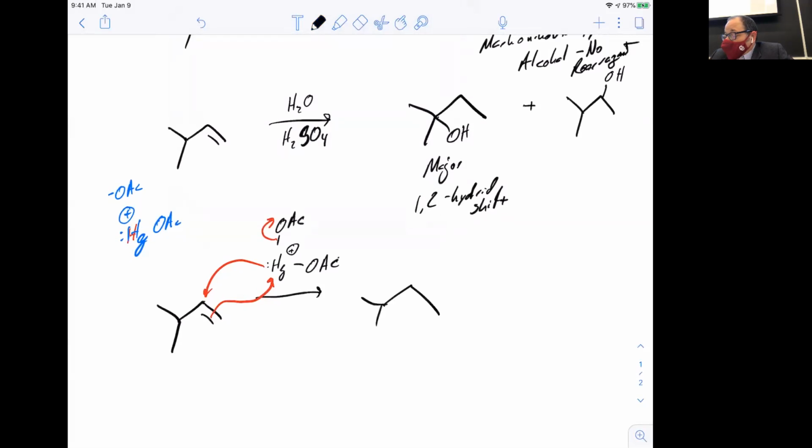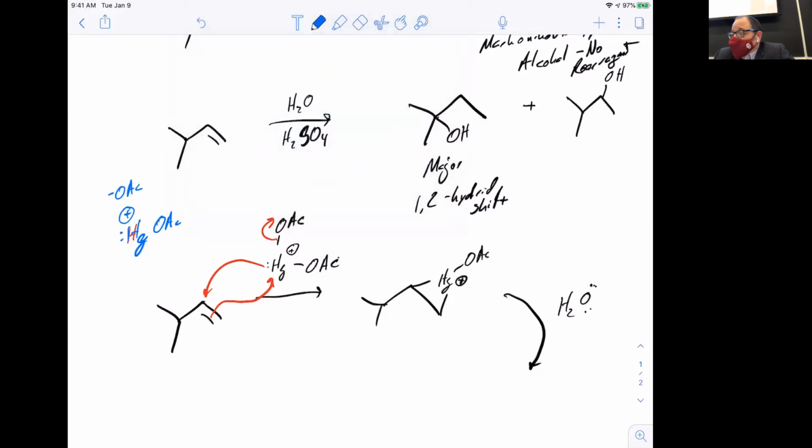So what that does is leave us with the species. Because of this cyclic intermediate, we don't get any rearrangement. We don't have a full carbocation here, so we're not going to get hyperconjugation between the adjacent groups. We're not going to get any 1,2 hydride or 1,2 methyl shifts. How we get the product is then the water that's in the first reaction actually comes in and reacts with this.